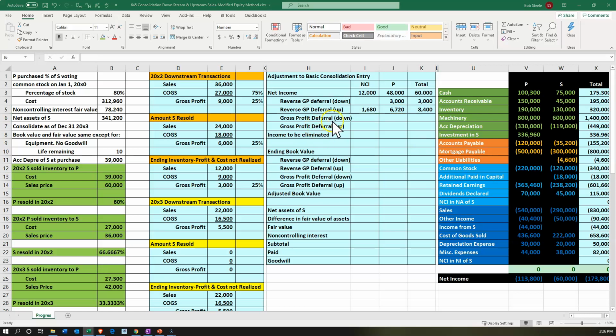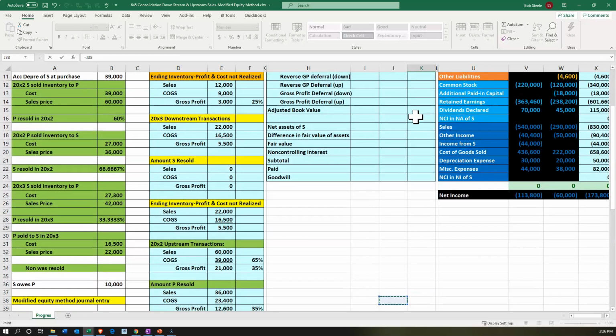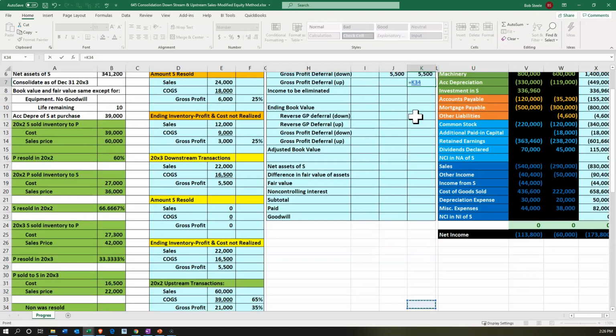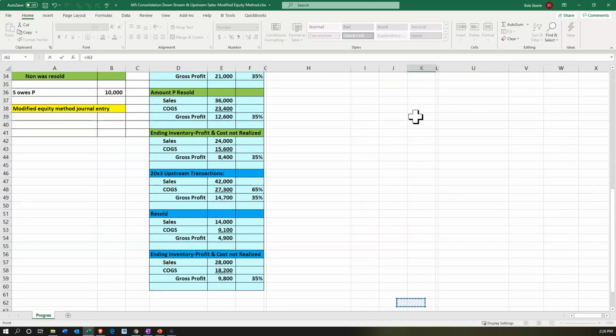Then we're going to go to the gross profit deferral down. I'm going to say this is going to be equal to this item that we're in 2000x3 now. That's going to be the 5,500. For the down transactions, we're just going to allocate that specifically just to P. And then we've got the gross profit deferral up for basically the current year now, all the way down to the bottom here at that 9,008.